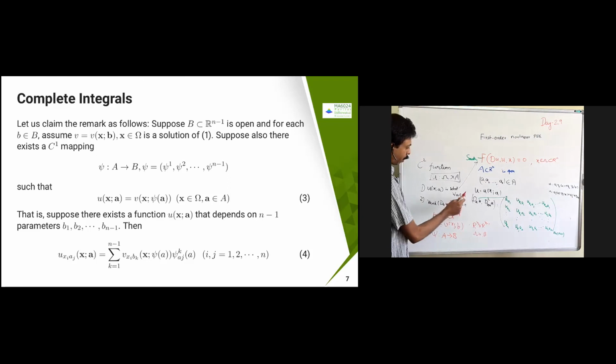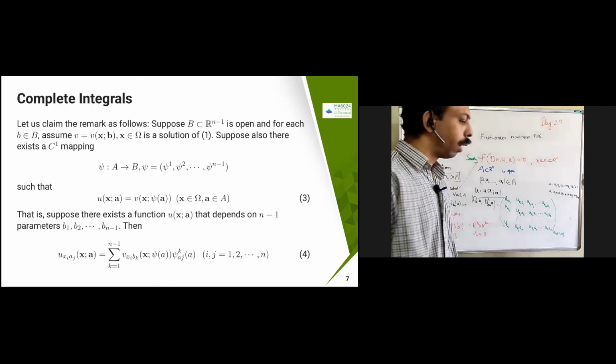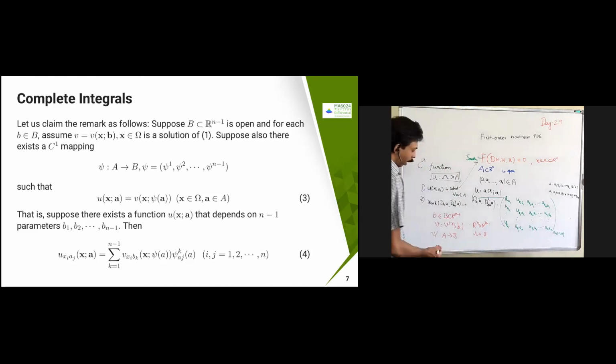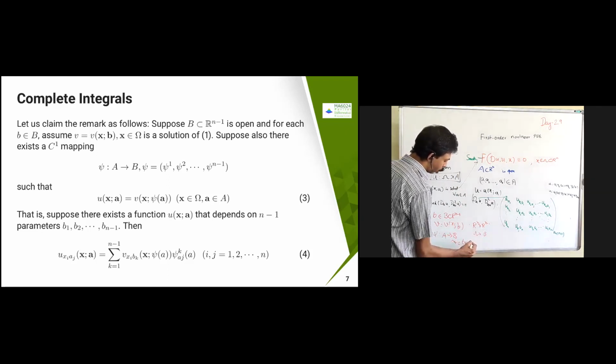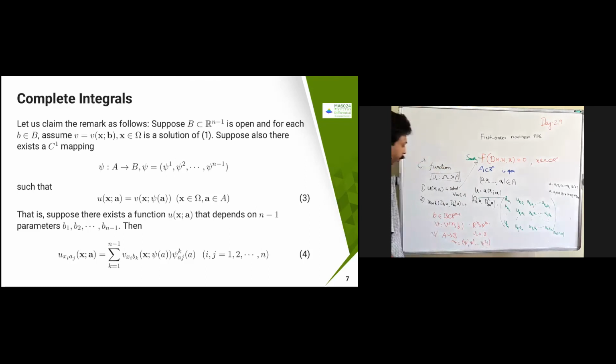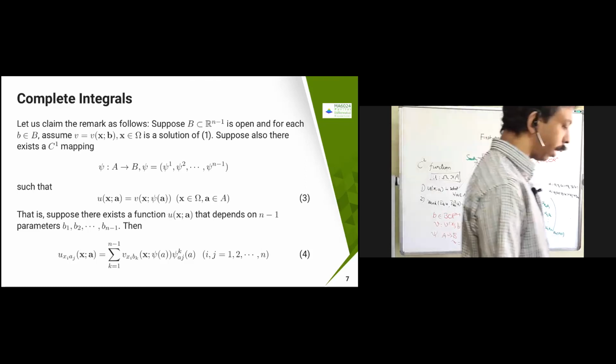Suppose that's a mapping from A to B, because I have an A here corresponding to this complete integral, and I have a B here. Then the mapping psi is a mapping from A to B. How many tuples will be there? N minus 1 tuples will come: psi 1, psi 2, up to psi n minus 1. So n minus 1 tuples are there.